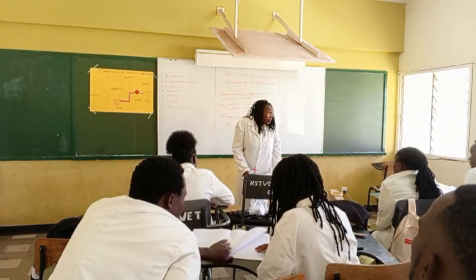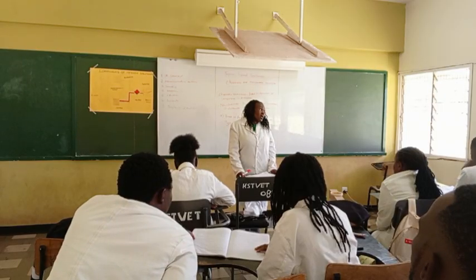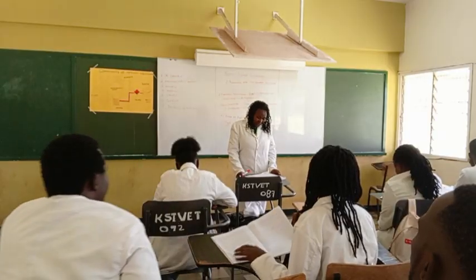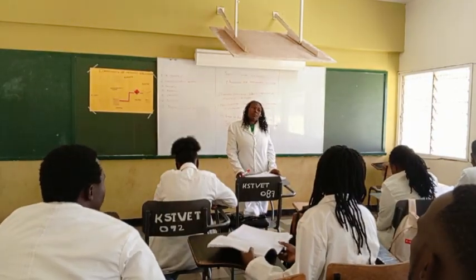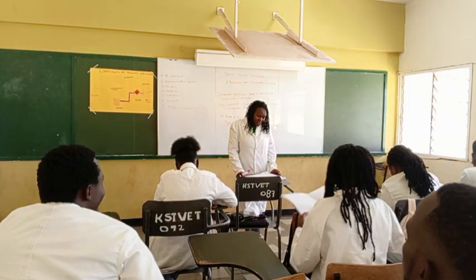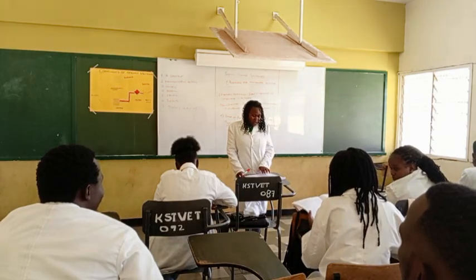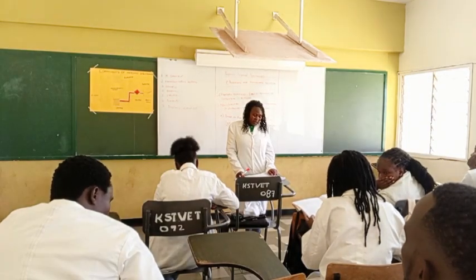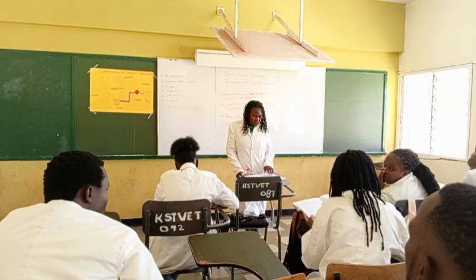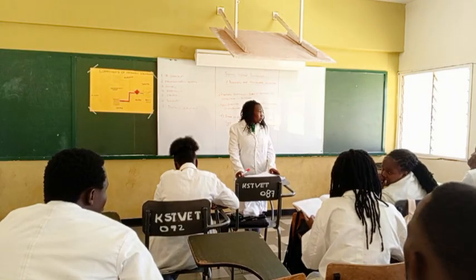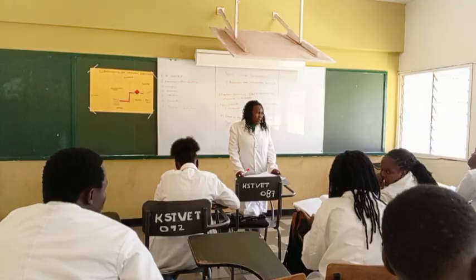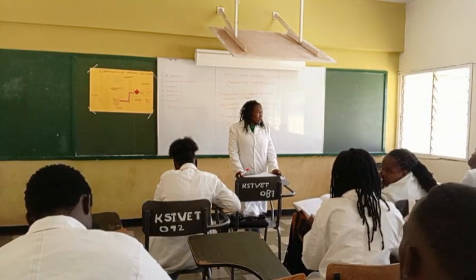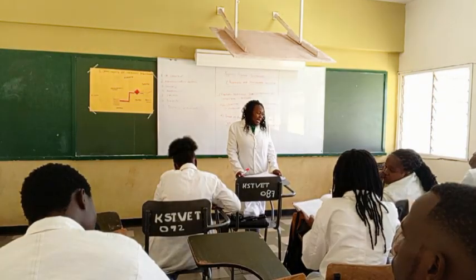What do we understand by potentiometry? You can give us a definition. Potentiometry is used to measure the potential difference between two electrodes. So we have a reference electrode and then we have an indicator electrode. The reference electrode is used to provide a stable potential, while the indicator electrode is used to respond to the analyte.